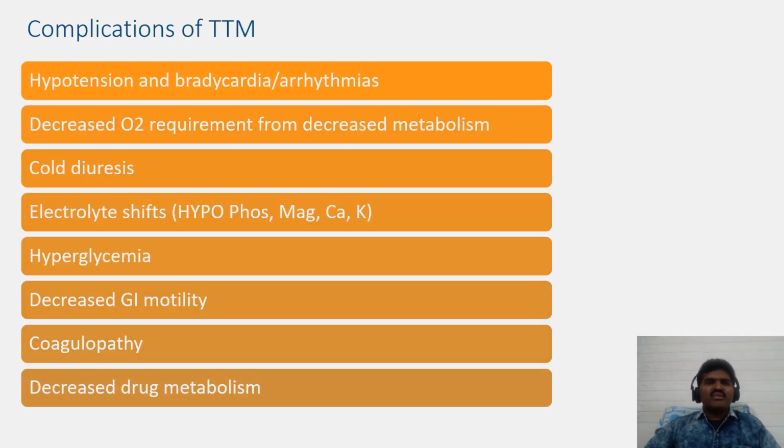Complications of TTM: hypotension and bradycardia because of reduced temperature. Arrhythmias are very common. Decreased O2 requirement due to decreased metabolism, cold diuresis, electrolyte shifts, hypophosphatemia, hypomagnesemia, hypocalcemia, and hypokalemia. Hyperglycemia can occur due to reduced metabolic activity, decreased GI motility, coagulopathy can ensue, and decreased drug metabolism is evidenced.